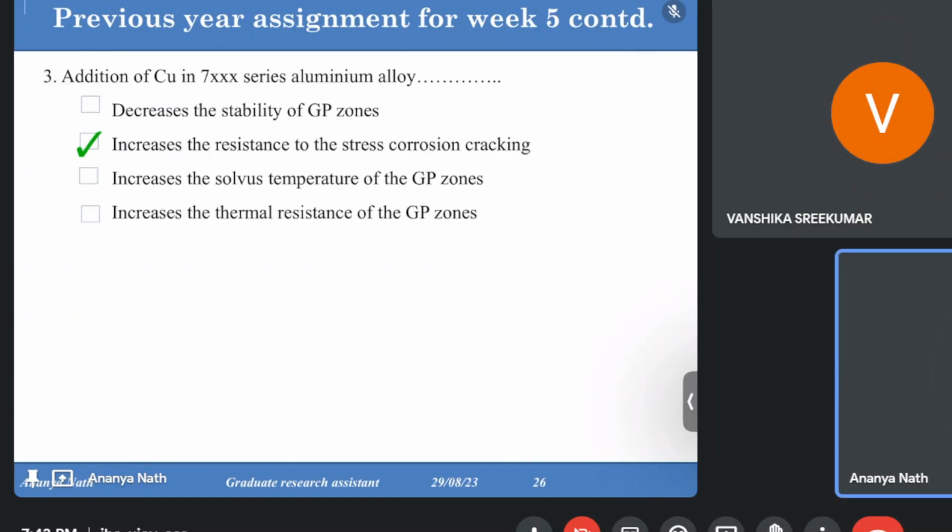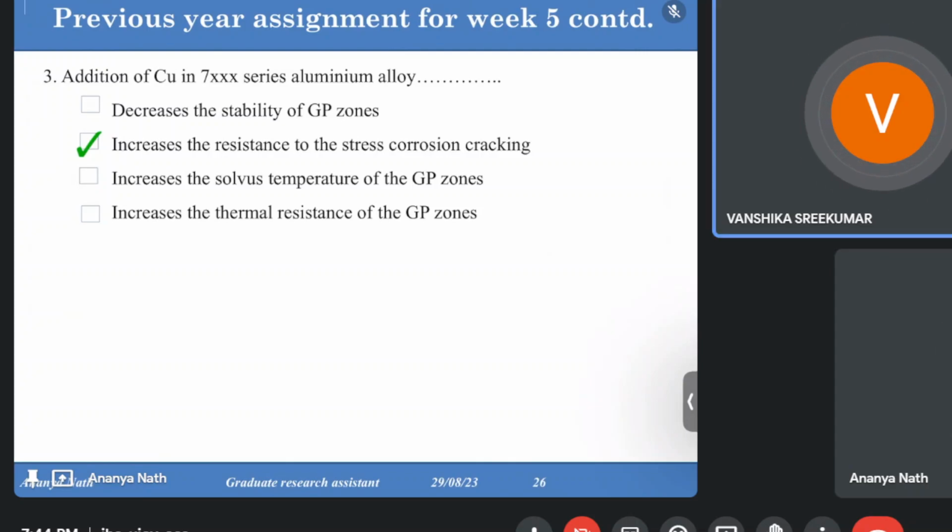What does this solvus temperature mean? Like for the GP zone, the solvus temperature on addition of copper decreases. You are saying that this answer should be right along with the second one. Yeah, I was asking about the third point, correct or not. I thought it's otherwise. Okay, so what is your explanation behind this? I heard that addition of copper affects the GP zone solvus temperature. So I wanted to confirm this.